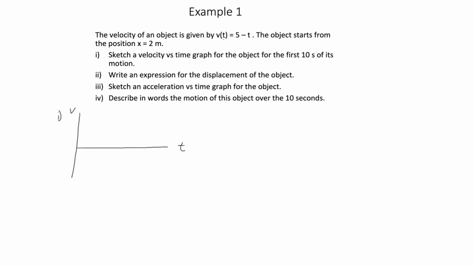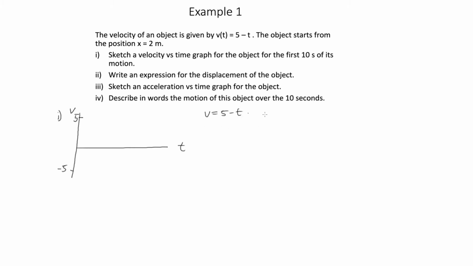Now, when t is 0, we've got 5 minus 0. So this starts from 5. And at 10 seconds, we've got 5 minus 10. So it ends at minus 5. Now, you can see that this is just a straight line with a gradient minus 1. So that's because v is equal to 5 minus t.